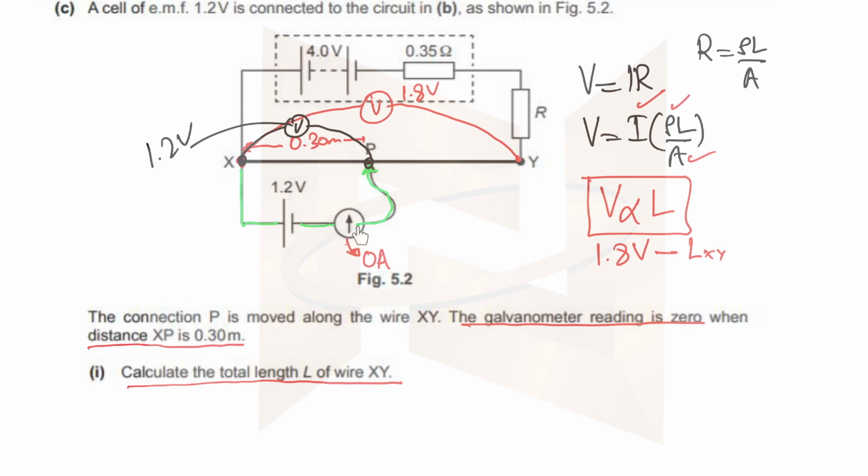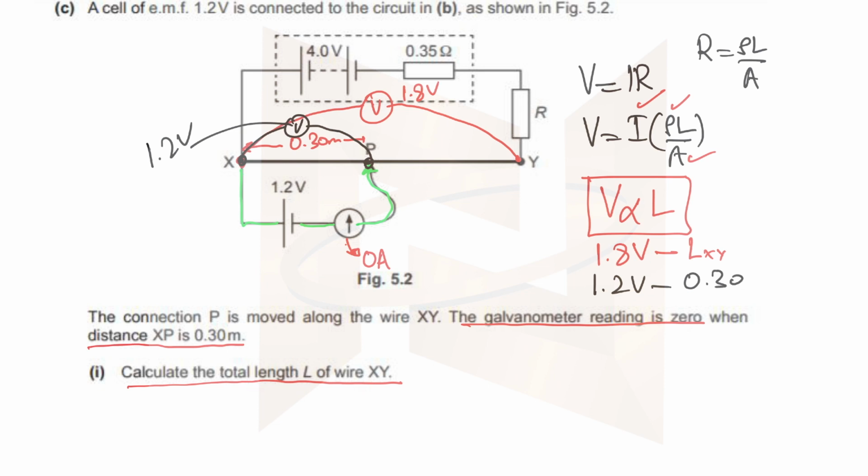Now, because there's no current, I can safely say that the voltage in this part and the EMF of the cell is the same. If you don't understand this, you need to understand the theory behind it. Please go to the videos, part 7, part 8, part 9, finding the EMF of an unknown cell, and you'll understand the theory behind it, okay? But it's actually very easy. If the voltage in this part matches the EMF of the cell, there will be no current in this part. That's why it's called the null method. So I can say that 1.2 volts represent this length of wire, which is 0.3 meters.